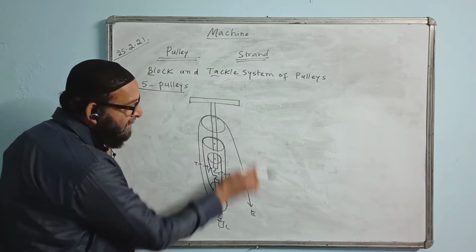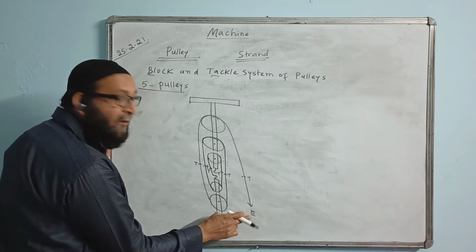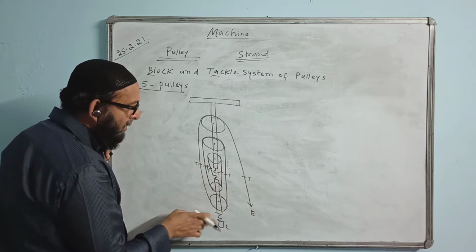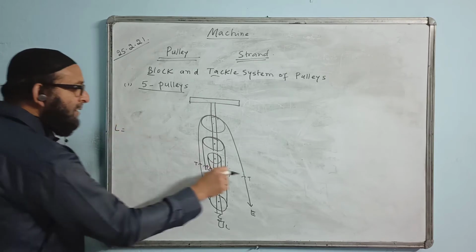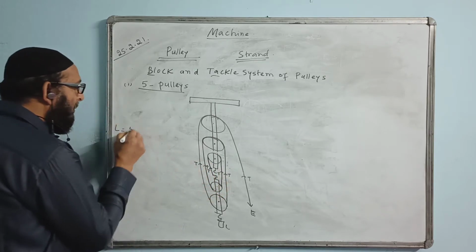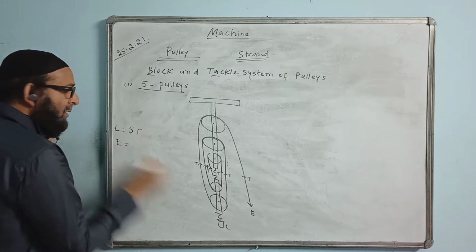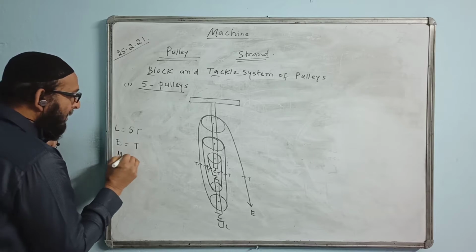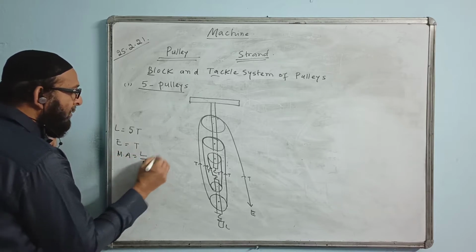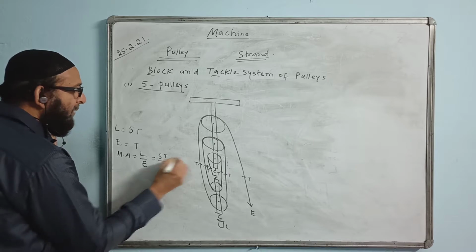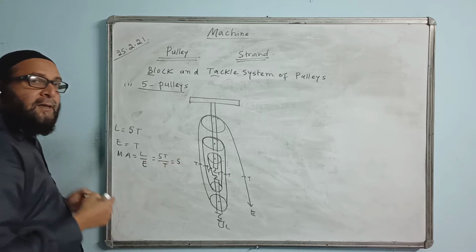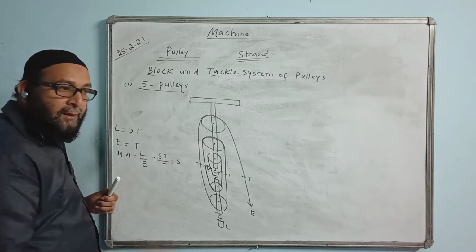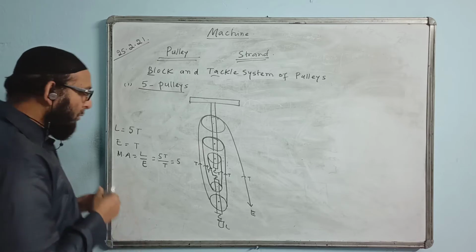But this end of the string is where we are applying the effort. It is not directly lifting the load. These others are all lifting the load here. So we will write that the load is supported by 5 tensions: 1, 2, 3, 4, 5. The effort is by one end of the string, that is T. Therefore, the mechanical advantage formula is load by effort, that is 5T by T, the answer will be 5. So it is better, it provides more mechanical advantage because the mechanical advantage is 5. That means your effort will be L by 5, which is 1 by 5 times the load.